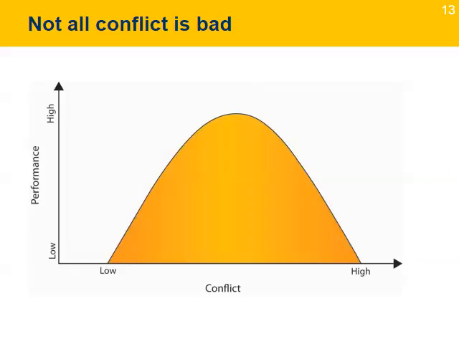A moderate amount of conflict can actually be a healthy and necessary part of project life. The impact of too much or too little conflict can disrupt performance. If conflict is too low, then performance is low. If conflict is too high, then performance also tends to be low. The goal is to hold conflict levels in the middle of this range.